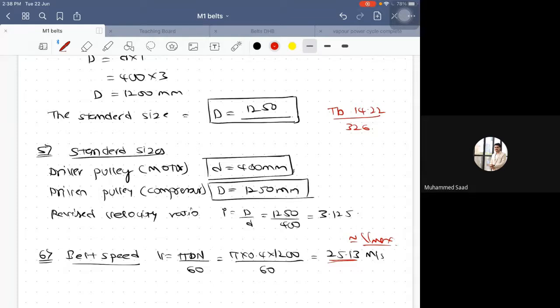Okay, so it happens in rare cases, don't worry. So you are changing the belt type and again you have to do all the calculations from the first.